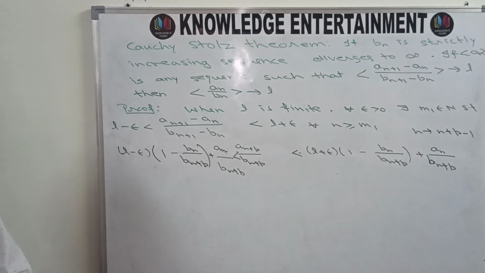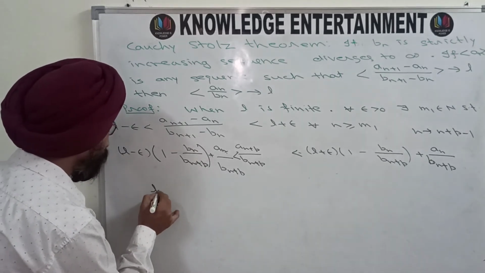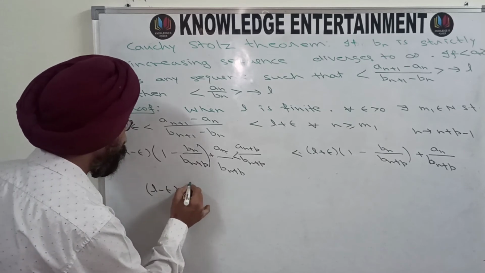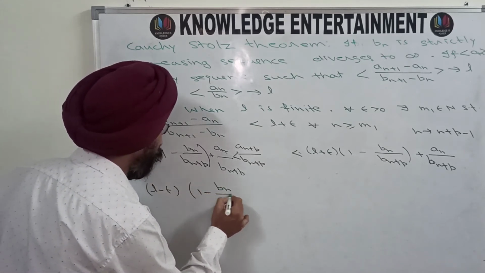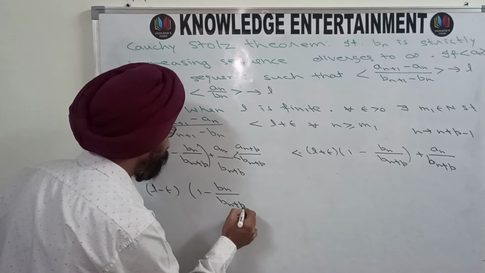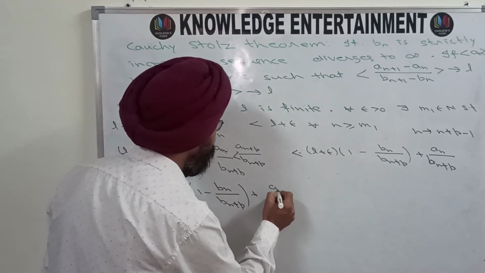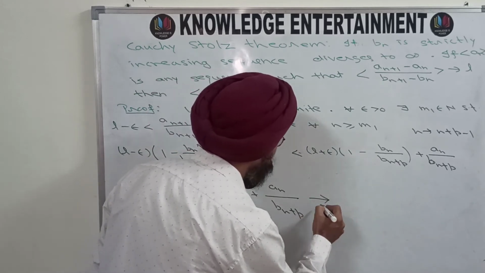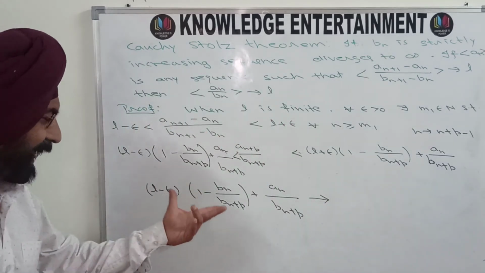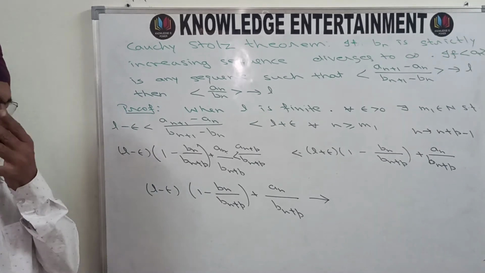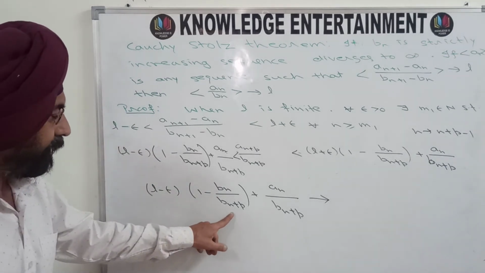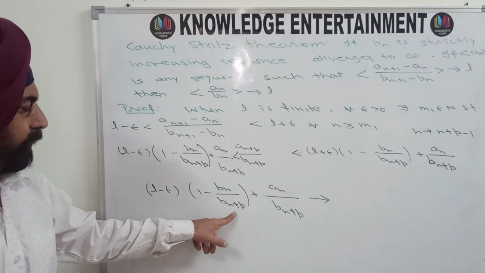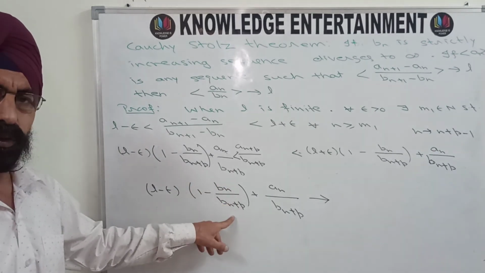Now, keeping n fixed and taking p approaches infinity, the first part, that means (l − ε)(1 − bn/(bn+p)) + an/(bn+p), where will it go, keeping n fixed and p approaches infinity. As p approaches infinity, this bn + p will approach infinity. So something upon infinity, this portion will converge to 0.